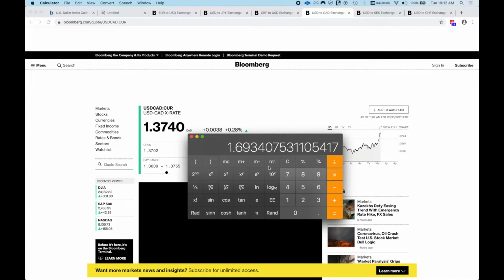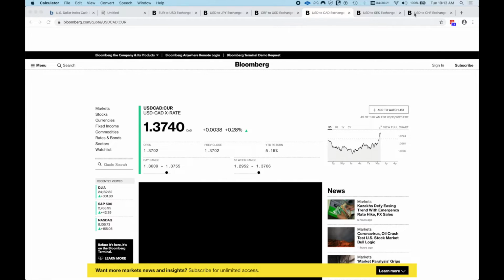Next, you have the US dollar to Canadian dollar. So you're going to multiply this by the value of the Canadian, 1.374, to the positive 0.091, 1.7430838.